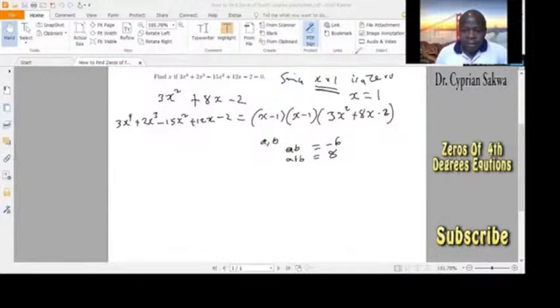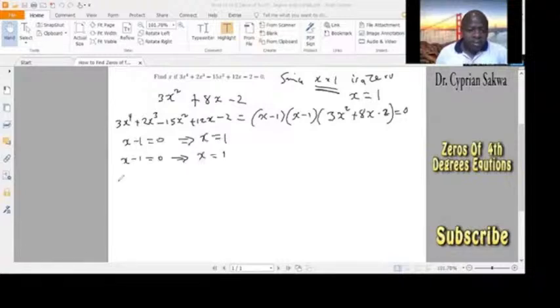Just a minute. Let me use this eraser. Let me just write for you what you have. This equation was equal to 0, so we must equate this to 0. If that happens, then each of these factors equals 0. X minus 1 equals 0, meaning that x equals 1. This other one we've seen that we cannot factorize. Let's find the value of x using the quadratic formula.